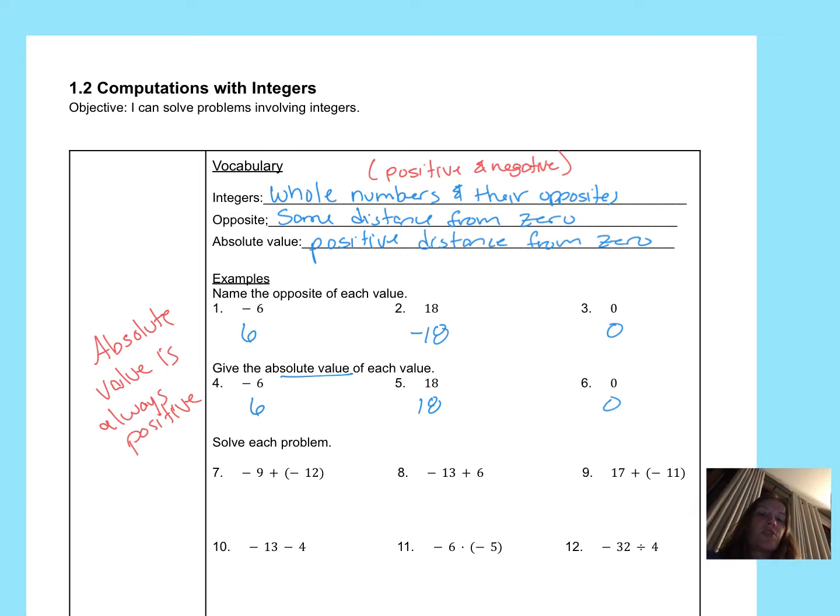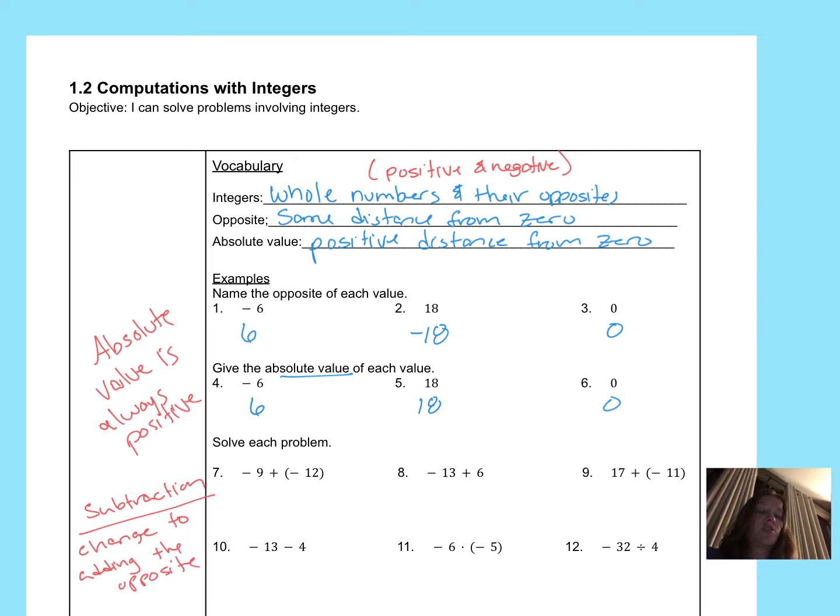So just to refresh our memory of these rules, anytime we have a subtraction problem, the easiest way to make sure we're not making mistakes is to change it into addition. So we're going to change it to adding the opposite. We tend to make fewer mistakes if we turn it into an addition problem first before we solve.